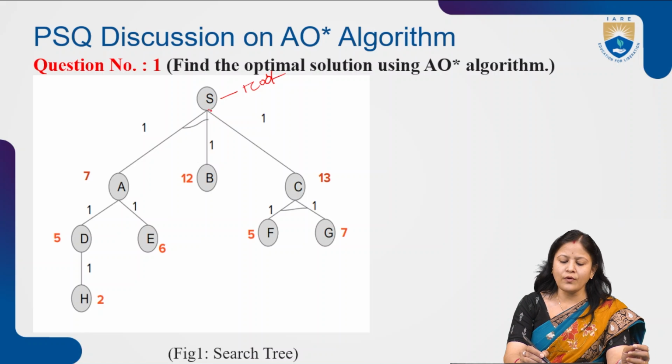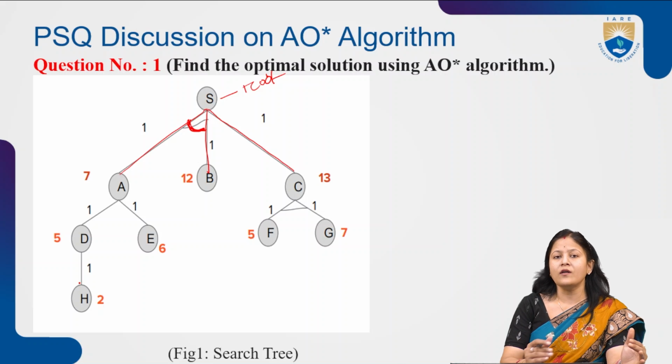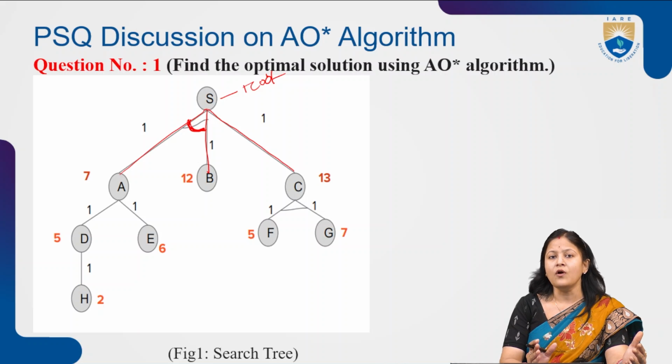One is S to C, this path is there, or else ASB, this path is there, because one arc is given. So either you follow this path, meaning the right side part completely C, F, G, or else you follow this path by starting with ASB, then you follow accordingly. Any one option you can follow, but we have to find out which one is the better solution.